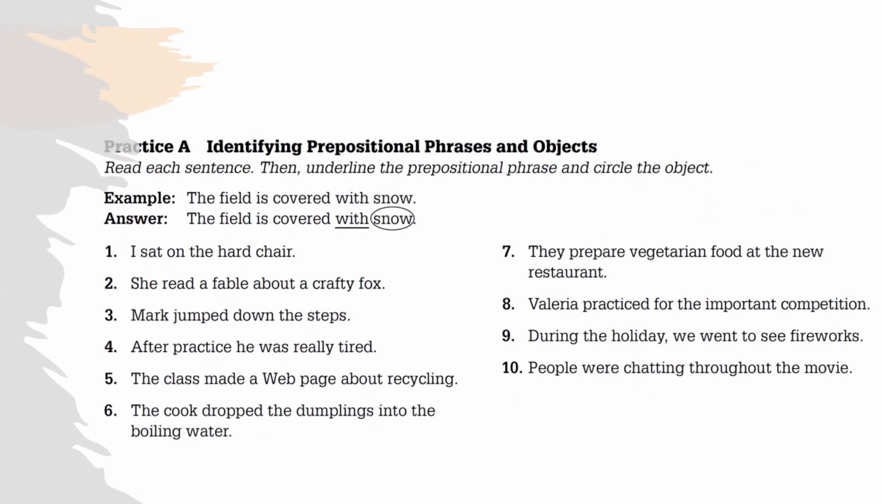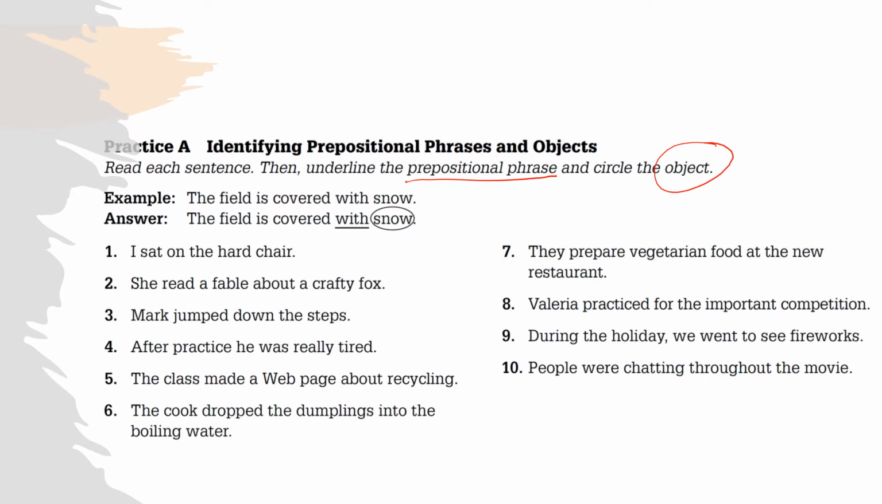So the first practice, identifying prepositional phrases and objects. So what should we do? We have to read each sentence, then we have to underline the prepositional phrase, and then circle the object. So we have, the field is covered with snow. So we have with is the preposition and snow is the object. So with snow is the prepositional phrase.